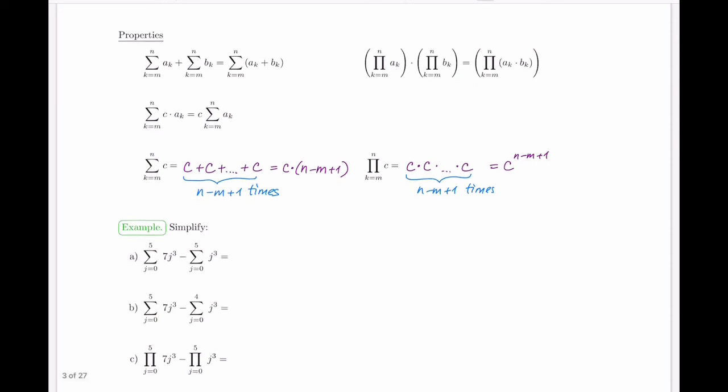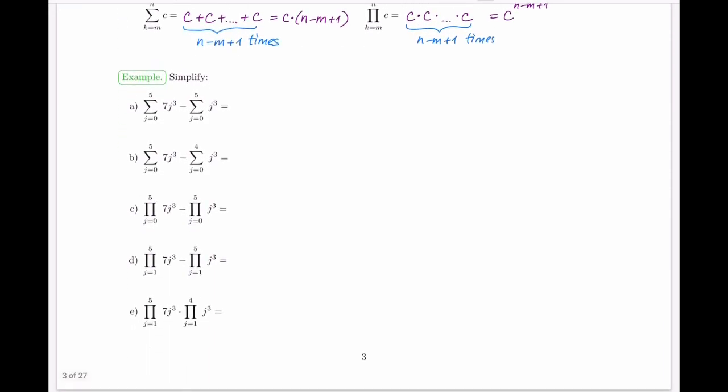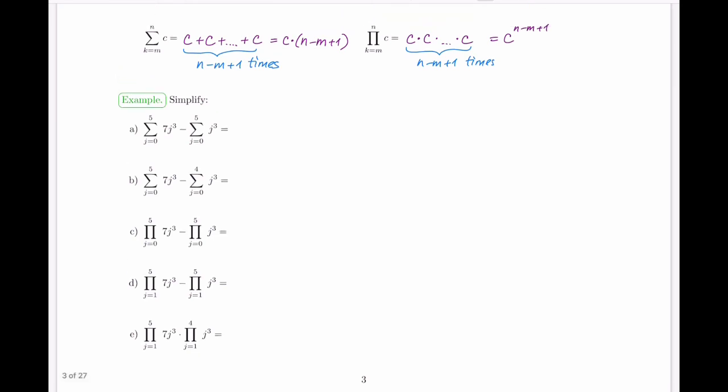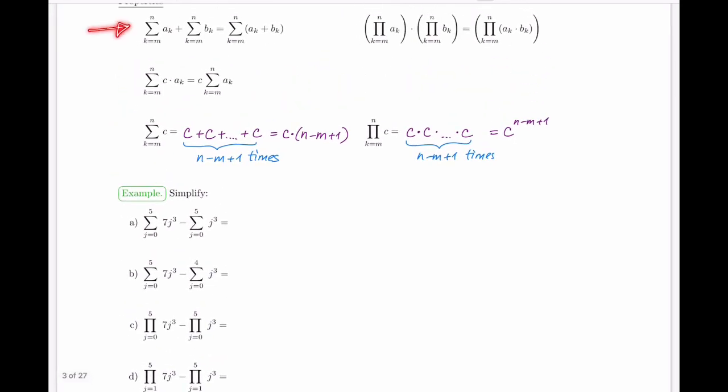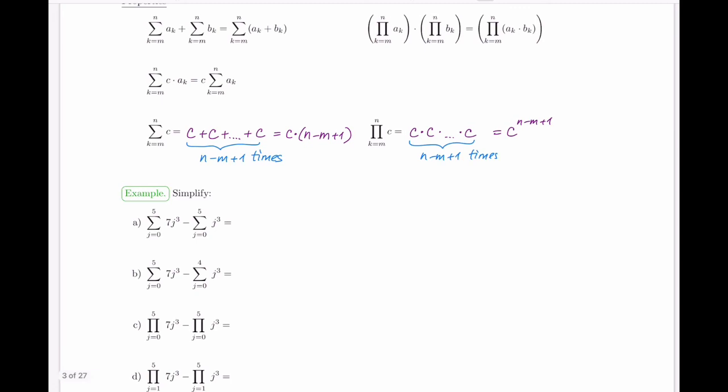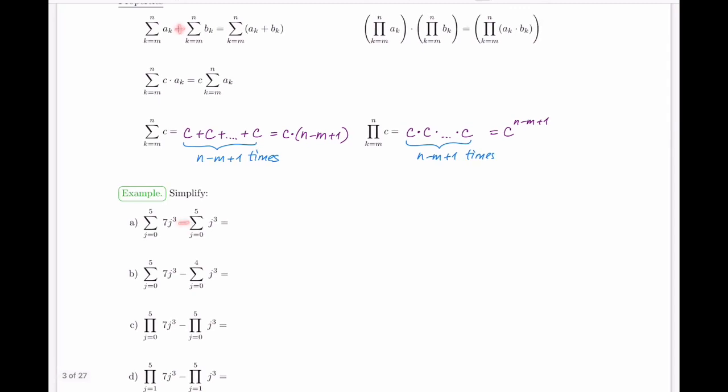Excellent. Let's see how we can use these rules and our already decent familiarity with the summations to simplify the following expressions. So what do I have here? I have two summations. The things inside are different, but the beginning and the last terms are the same, which means, according to this rule, I can put them together. Notice that the minus or the plus, that doesn't really matter. So this rule applies the exact same to the difference as it does to the sum.